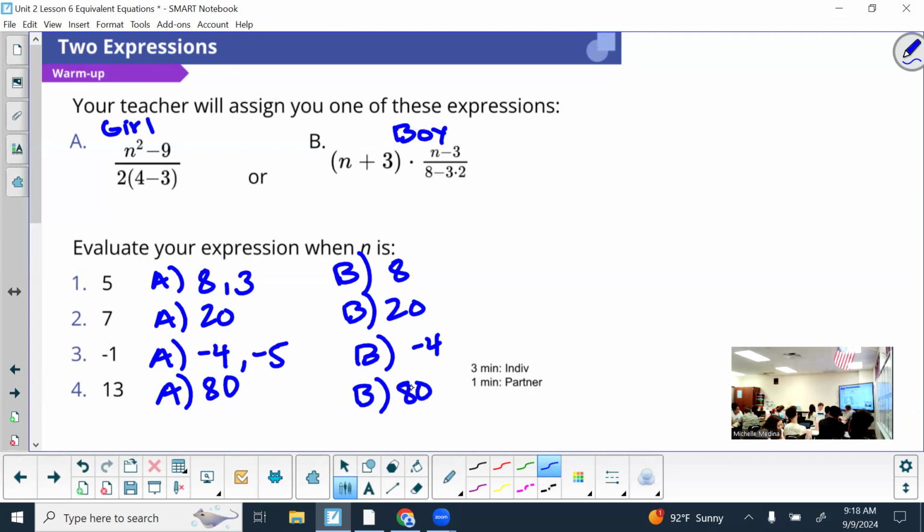Now, what are we noticing between our answers? And there were some where we got a variety of answers. So we'll see why those mistakes were made in a second. But it should be that even though we have different looking expressions between the girls and the boys, you each would have had the same answer. Okay, so it is 8 for expression A, and it is -4 when you plug in the -1.